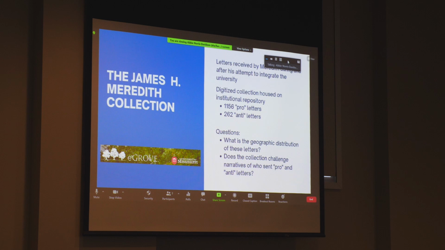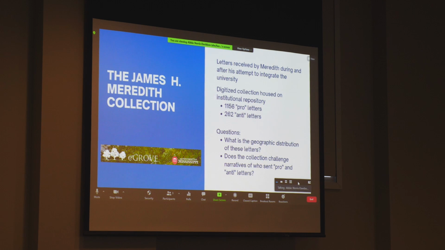Yes, so as Adam mentioned, we built this project using correspondence from the James H. Meredith collection that is housed at the University of Mississippi. We are using the digitized portion of the collection, which is housed on our institutional repository. And currently that consists of about 1,500 letters that Meredith received during and immediately after his integration of the university. And what is currently on eGrove, we have about 1,200 letters in support of the integration and almost 300 letters that are against the integration.